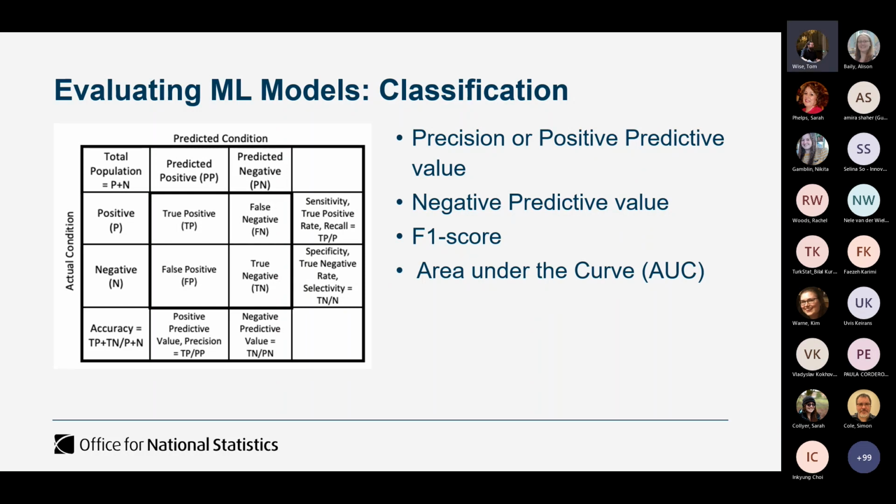Additionally, we can use these metrics to calculate the area under the curve, determined by plotting the true positive rate against the false positive rate at different classification thresholds. Once again, this is not a definitive list, but rather gives you some taste of the different ways in which you can evaluate a classification model.